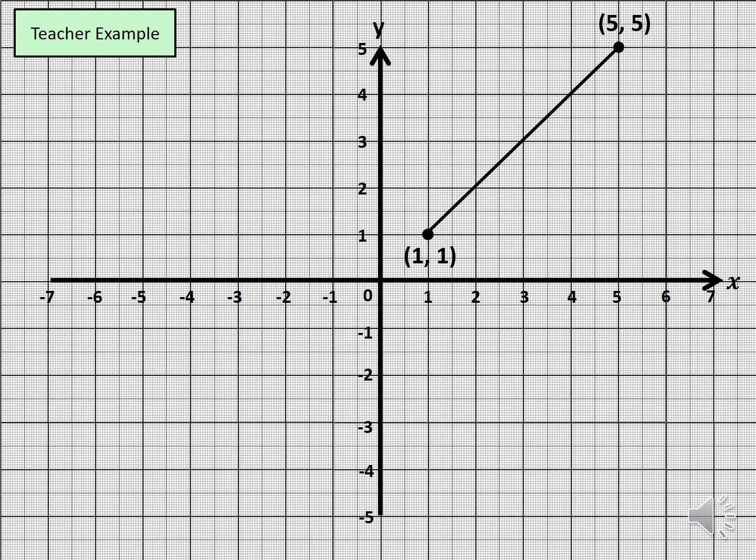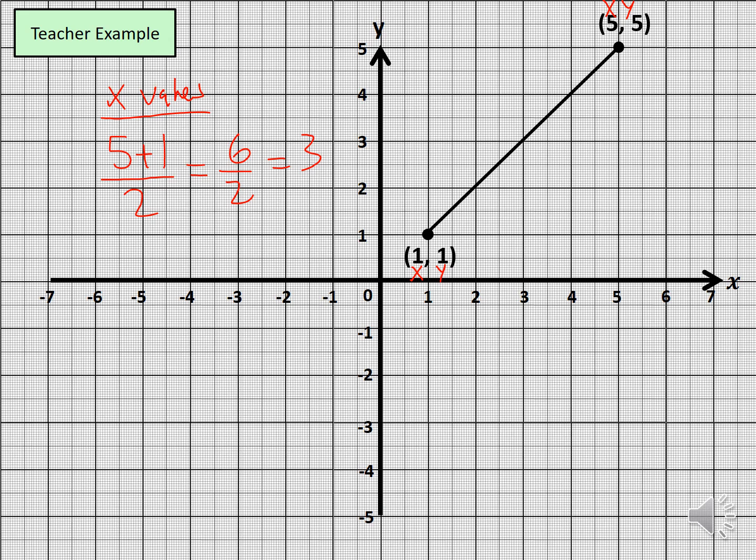What we need to do is label our coordinates first of all. So (1, 1): this is my x value, this is my y value, this is my x value, this is my y value. So all we need to do is gather the x values together. So 5 and 1, 5 plus 1, and then you halve the x values. So 5 plus 1 is 6, 6 over 2 is 3.